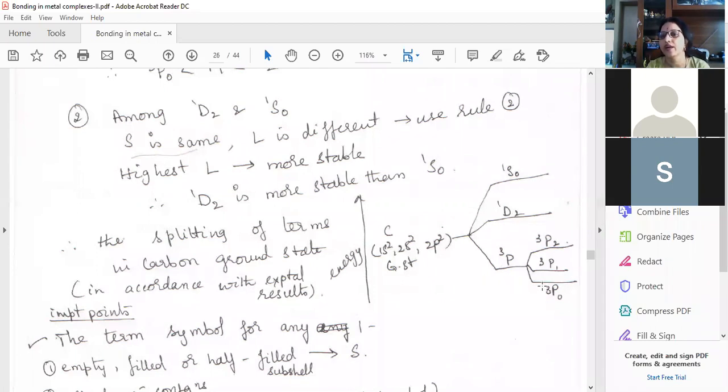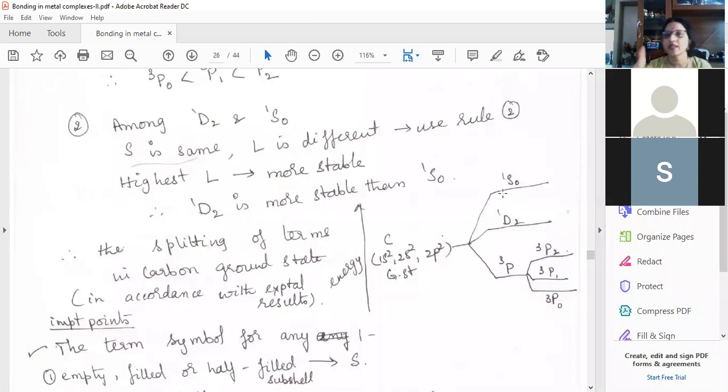So this is how you have to arrange all the terms and states using Hund's rule. The important Hund's rules: first, take the maximum S value. If the S values are the same, go to the second rule, that is, take the maximum L value. If both S and L are the same, then take the J value. If it is less than half filled, you have to take the lowest value of J, and if it is more than half filled, you have to take the highest value of J.